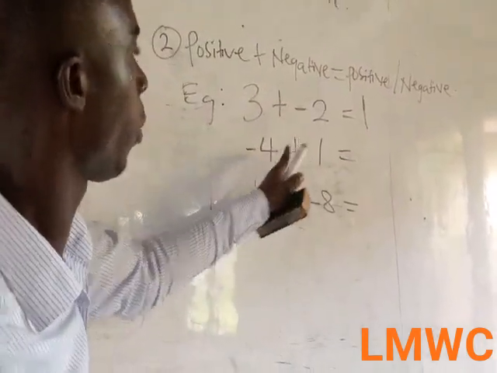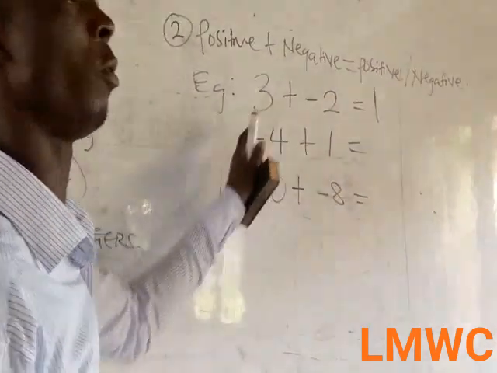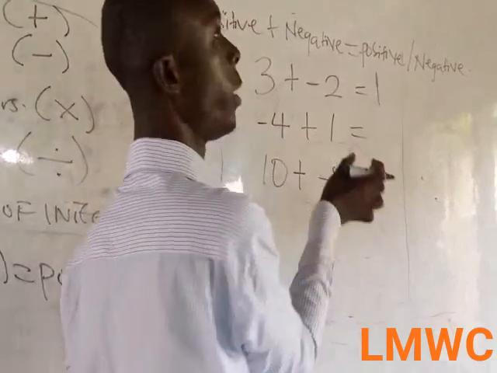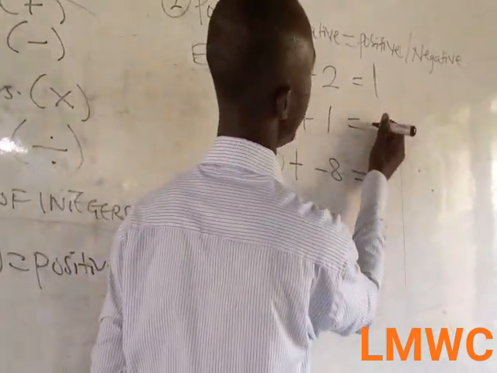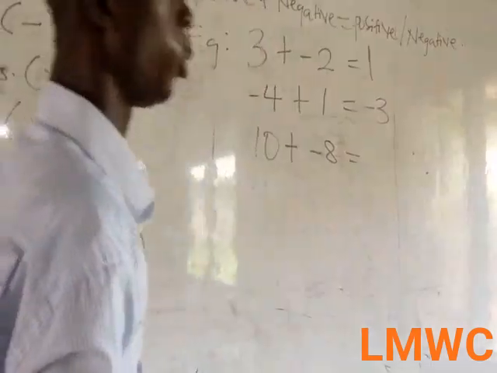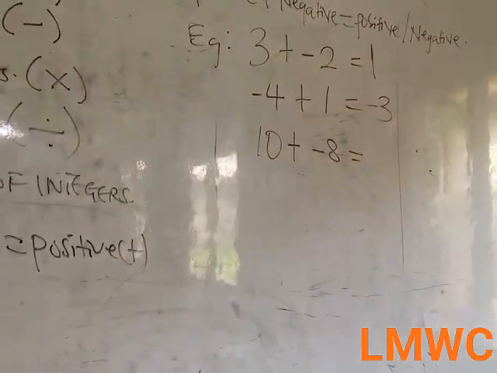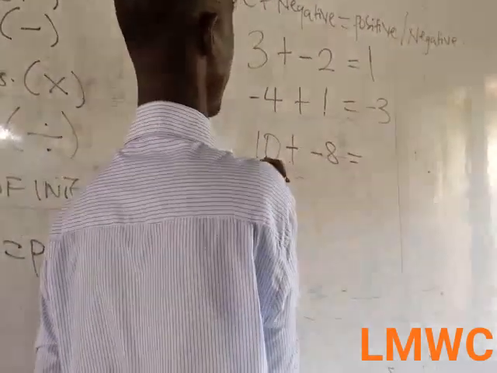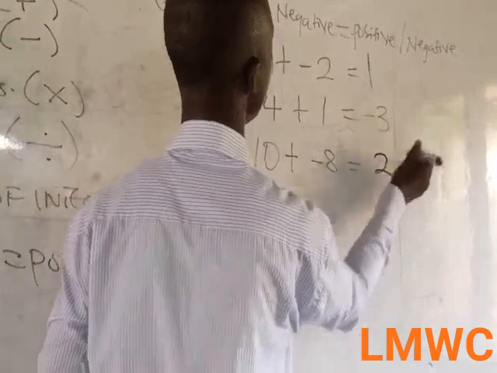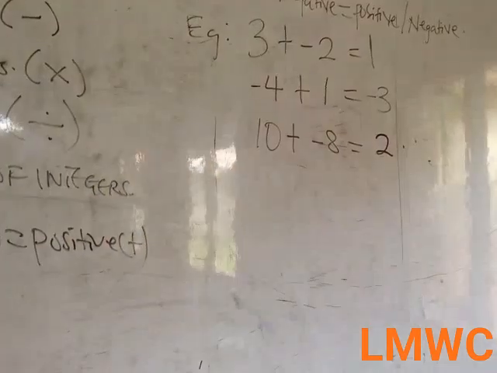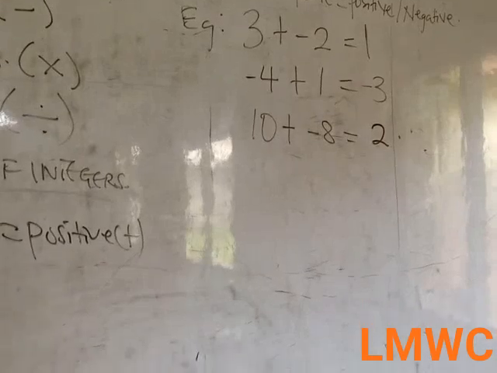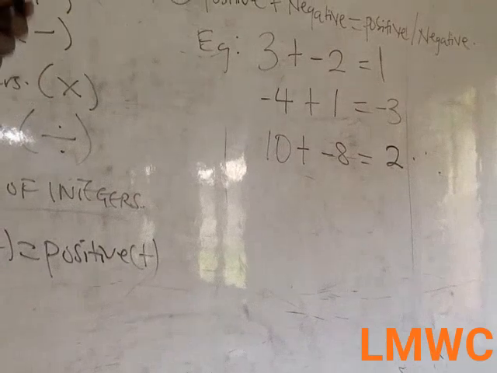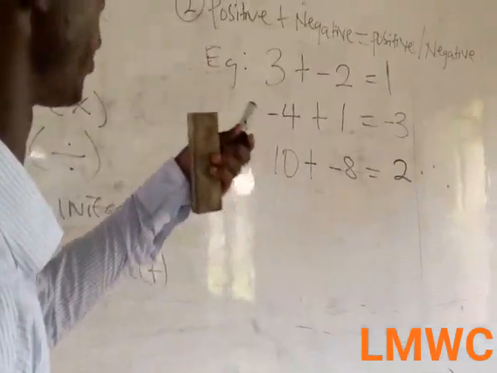So negative 4 plus 1. You owe someone 4, you went and paid 1. It's what? Negative 3. Because you are not done with your payment. The last one, we have negative 8 plus 10. That one too is positive 2. So we have positive plus positive equal to positive. Positive plus negative will also give us a positive or negative value.